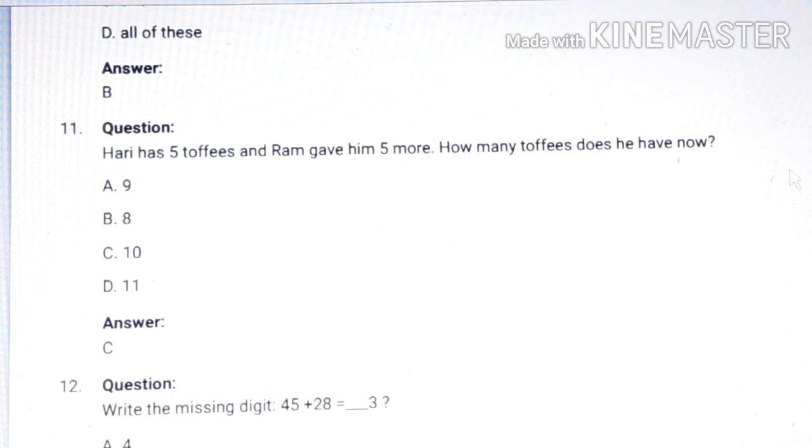Next, 11. Hari has 5 toffees and Ram gave him 5 more. Hari already had 5 toffees and Ram gave him 5 more. So how many toffees does he have now? So 5 plus 5 are how many? 10. So he has 10 toffees now. The correct option is C. Check your answer, children.